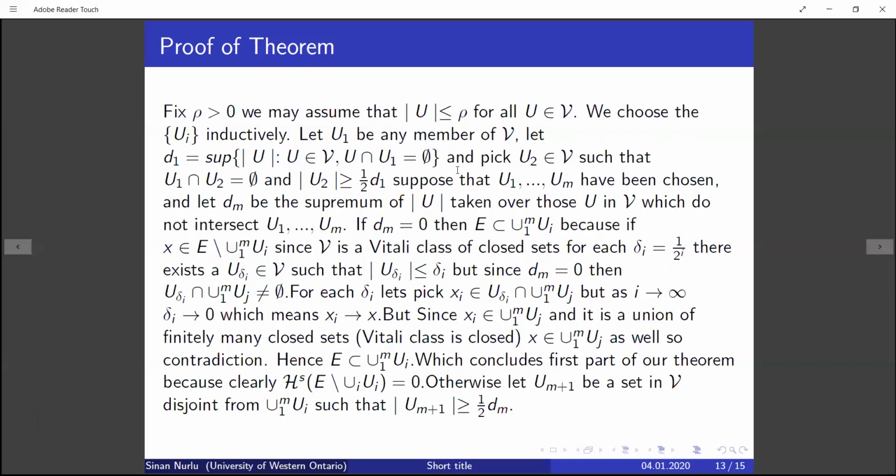And it goes on. So suppose we have chosen the first M elements in our subcollection. And let's say the supremum at the mth step is 0. Then our claim is E is actually a subset of our union of UIs at this step. So first, let's prove our claim.